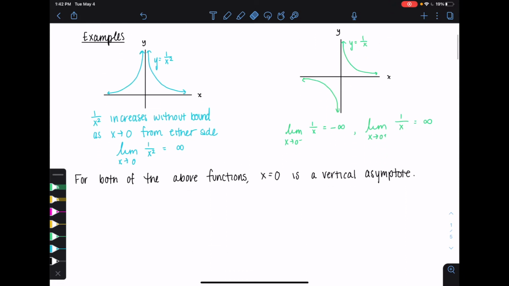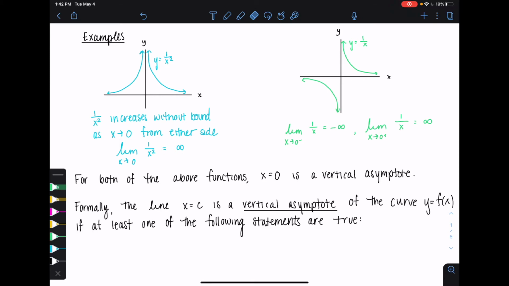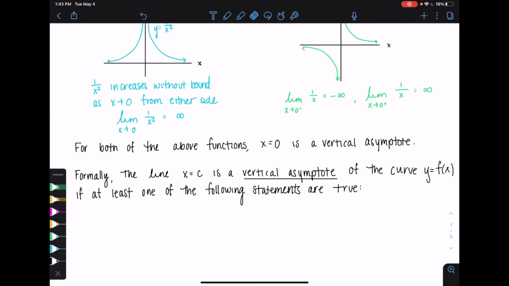So formally, what you learned to find vertical asymptotes in pre-calc is really a limit definition. The line x equals c is a vertical asymptote of a curve if one of the following limit statements is true. And it could be that multiple of them are true, but as long as one of them is good.